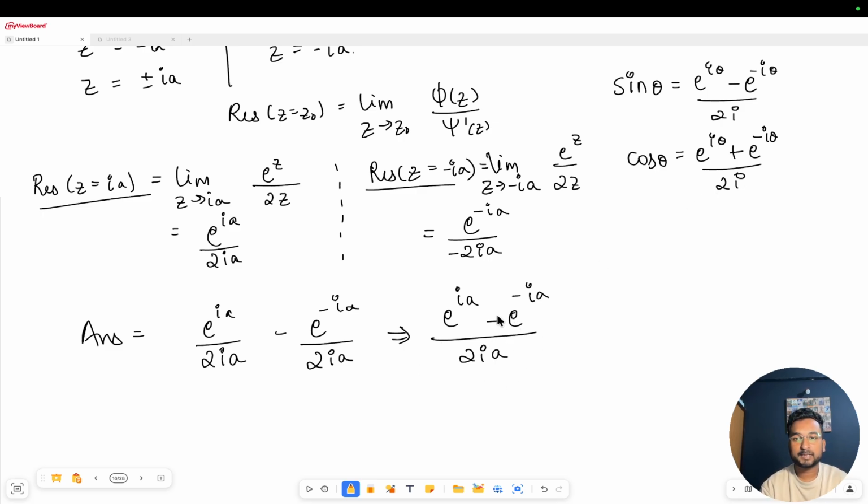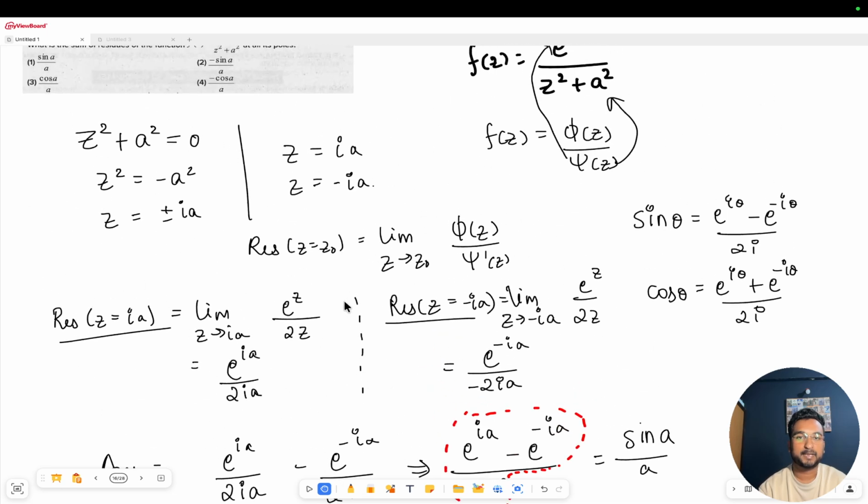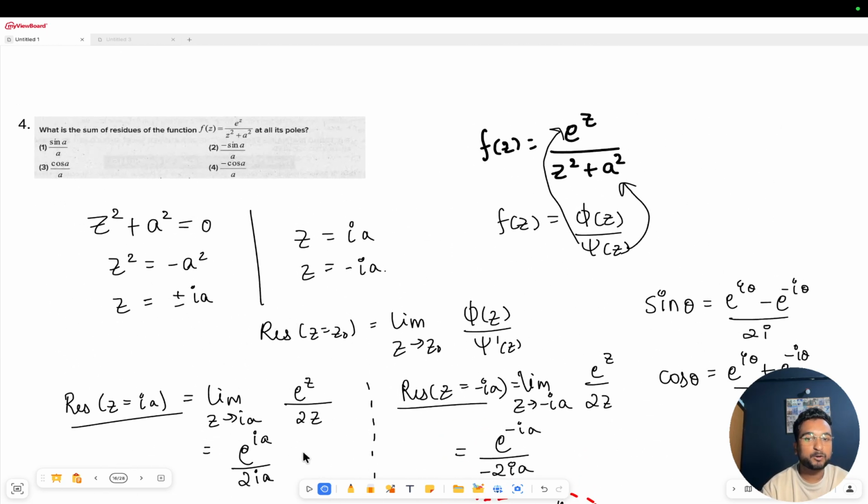So from here you can see that this part, e to the power iota a minus e to the power minus iota a upon 2 iota, can be written as sine a. So this part will be sine a upon a. You have to check where your option is. Sine a by a will be your answer. You can see option A is sine a by a. So the answer for this question will be sine a by a.